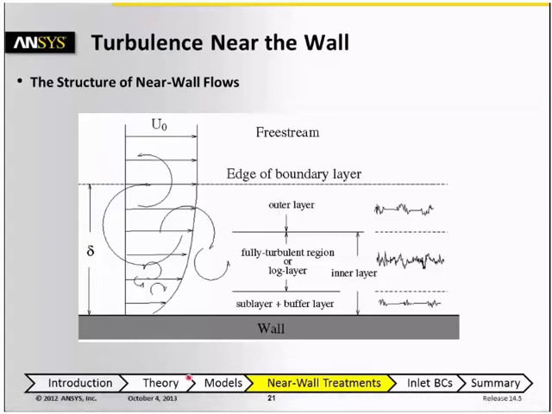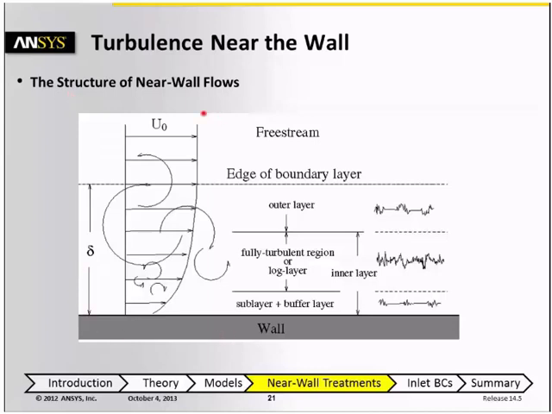Up to this point, we've talked about the different turbulence models that are available in Fluent. The next topic is near wall treatments, and what we do about turbulence near the wall is equally as important as what turbulence model we choose. A brief discussion of the structure that's found in near wall flows is a good starting point for this topic.